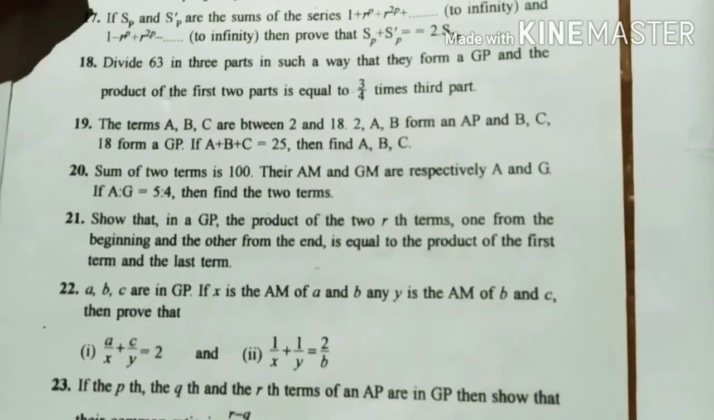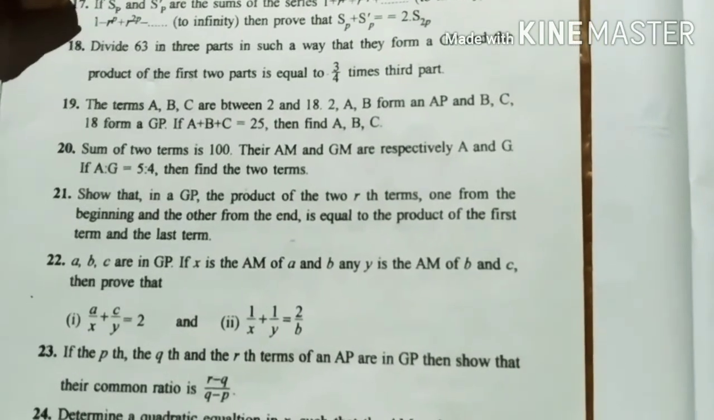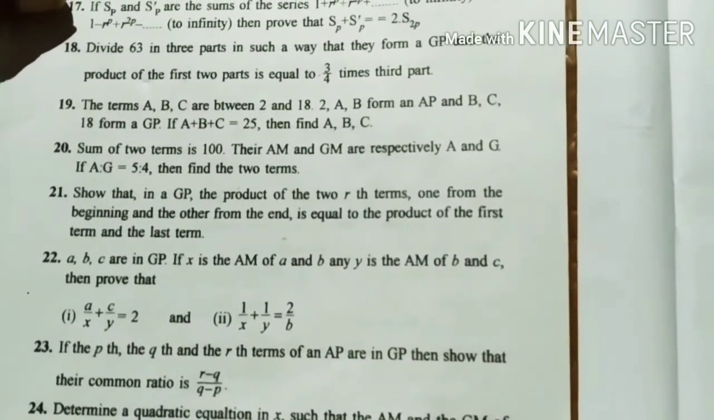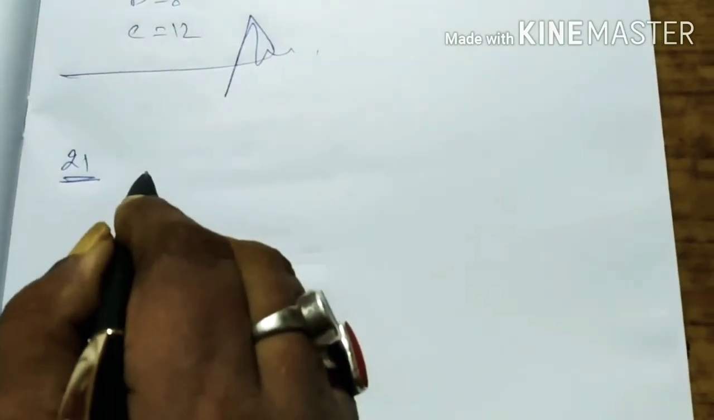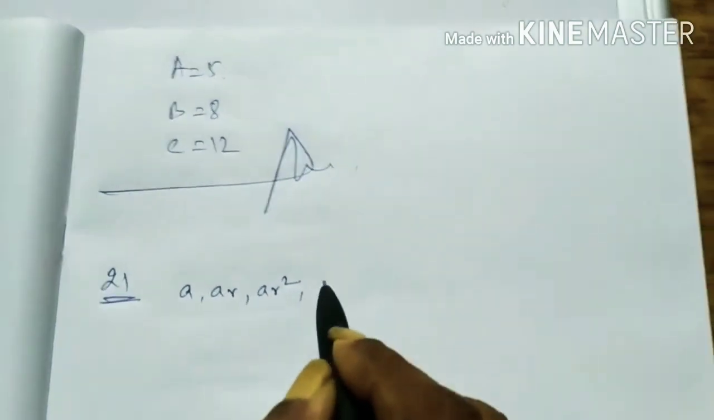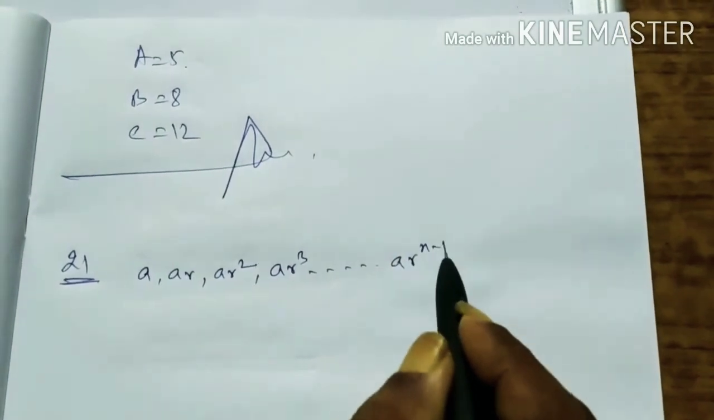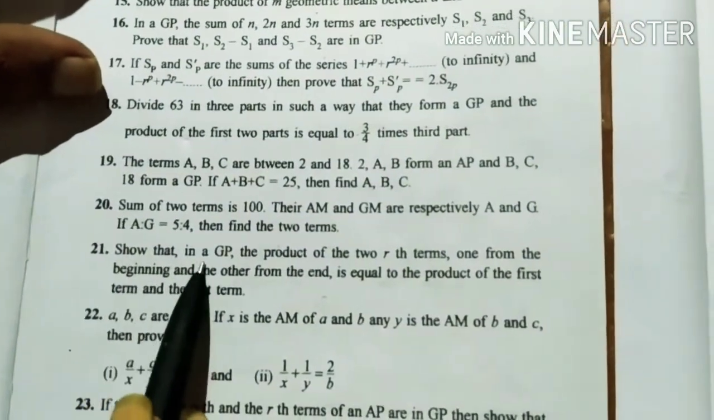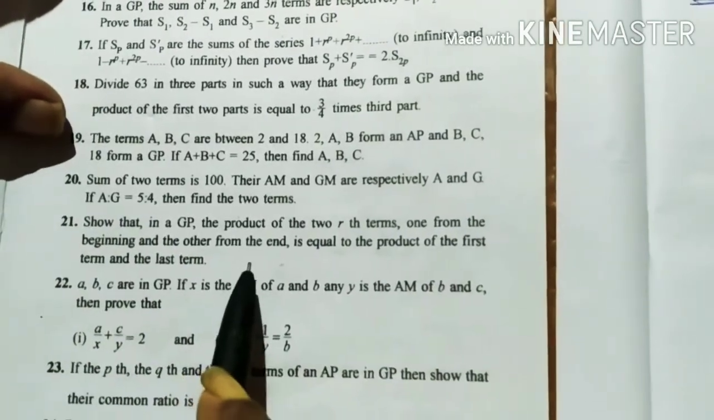Prove that in a GP the product of the two Rth terms, one from the beginning and other from the end, is equal to the product of the first and the last term. Let me write the standard format of GP: A, AR, AR square, AR cube, up to AR to the power of n minus 1. So here it is asking us about the product of two Rth terms, one from the beginning and other from the end.